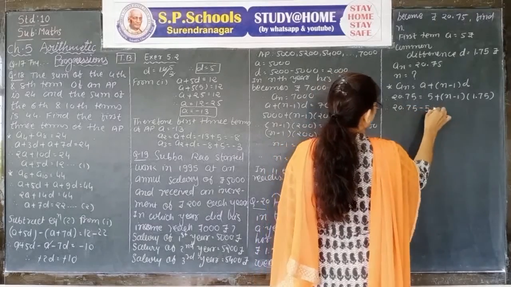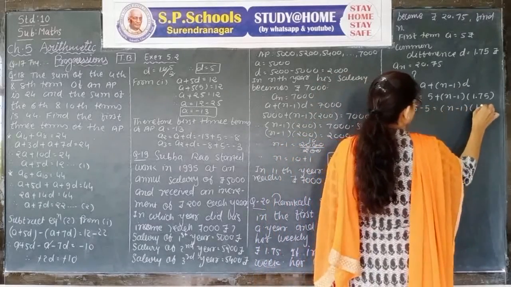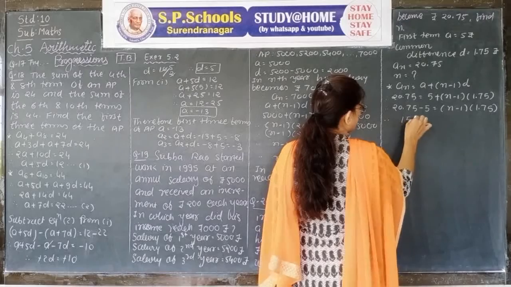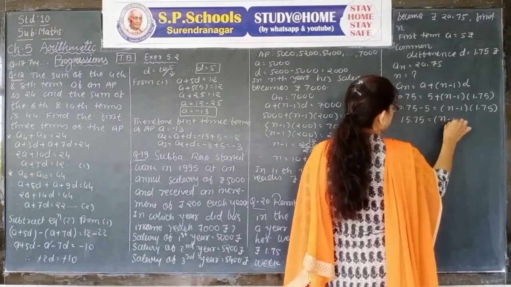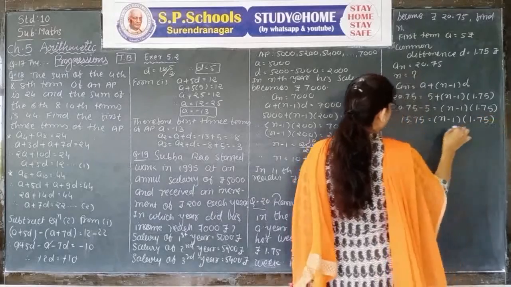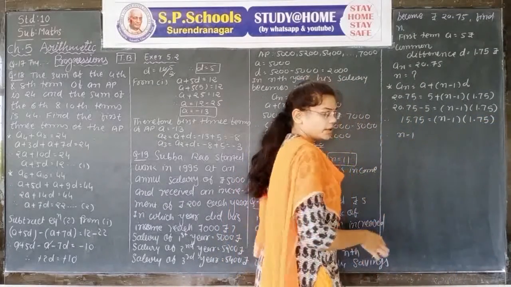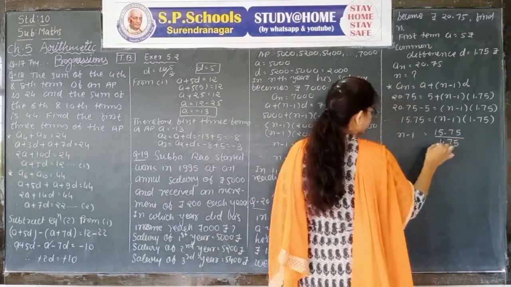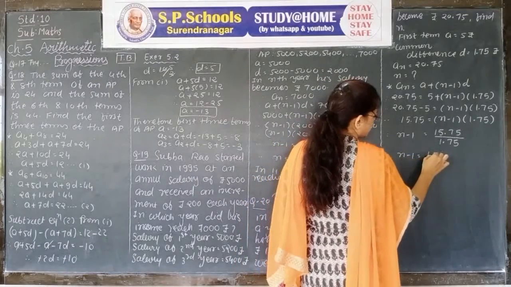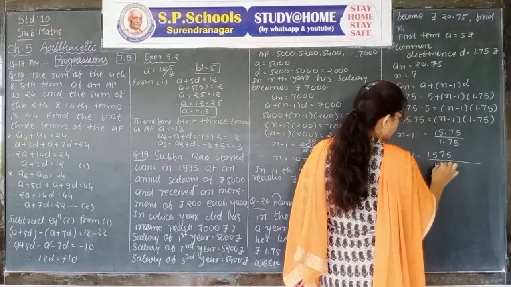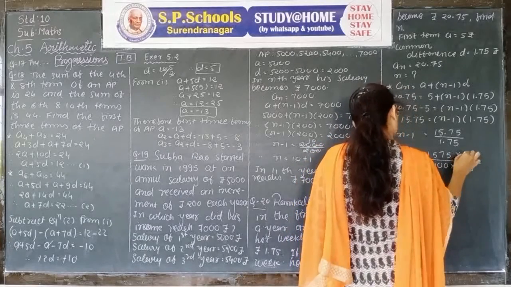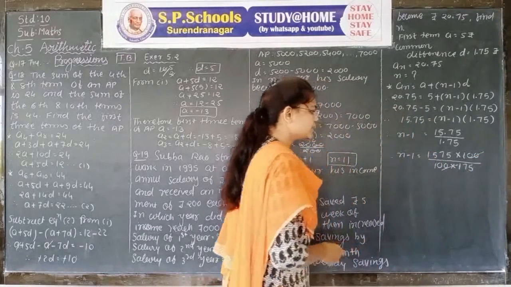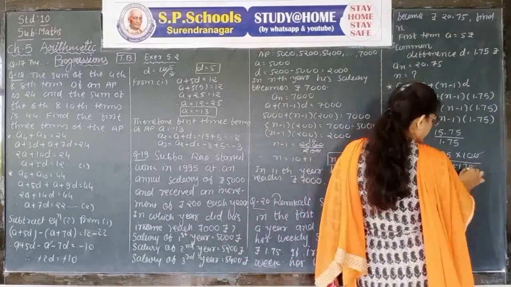20.75 minus 5 is equal to n minus 1 into 1.75. 20.75 minus 5 gives 15.75 is equal to n minus 1 into 1.75. Now make n minus 1 the subject. We get 15.75 upon 1.75. That's why n minus 1 is equal to 1575 upon 175, and 100 goes to the numerator. Now 100 is cut here. Division by 25 is possible.